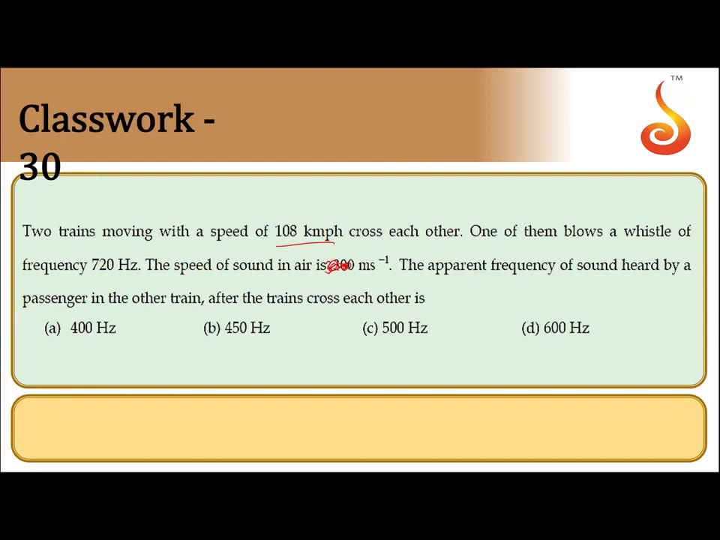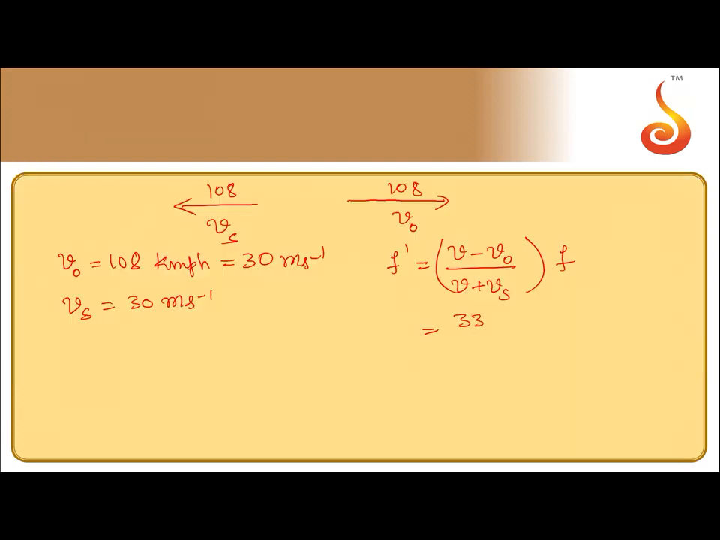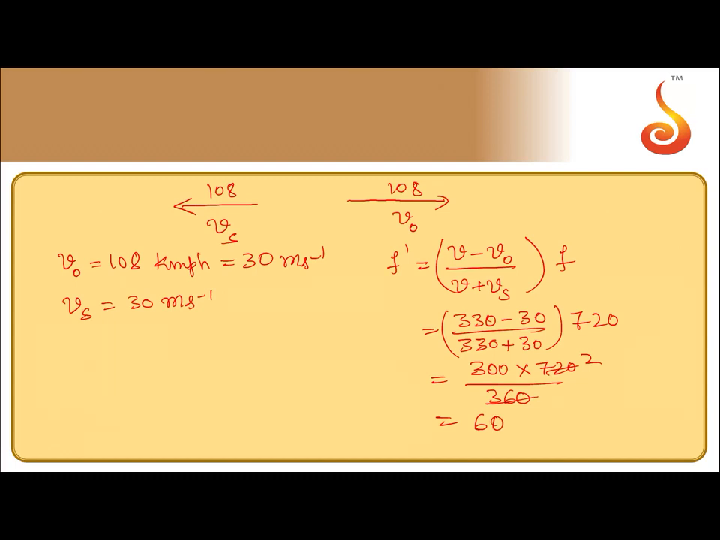Okay, just change this to 330, not 300. This is 330 meter per second, the speed of sound in air. So this should be 330 minus 30 divided by 330 plus 30 into the original frequency of the sound, 720 Hz. They have given this. So this will be 300 into 720 divided by 360. So 36 ones are 36, 36 twos are 72, so it will become 600 Hz. This is the frequency heard by the listener. So that is option D.